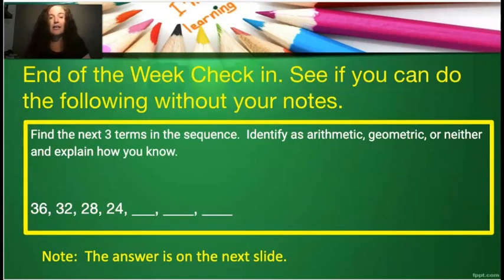So end of the week check-in. See if you can do the following without your notes. So see if you can identify the next 3 terms in this sequence. See if you can identify it as arithmetic, geometric, or neither, and then explain how you know. And then note that the answer is on the next slide, so pause it if you need to.